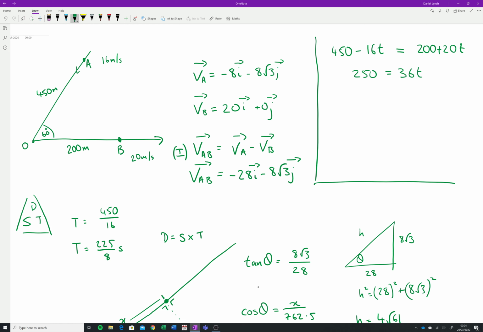And we get 36t equals 250, so t is equal to 250 over 36. That's how many seconds it's going to take. That might just be the nicest way to write it, as a fraction. So 125 over 18 seconds. Okay, that's the time that has to pass before they are the same distance from O. Okay, that's that one.